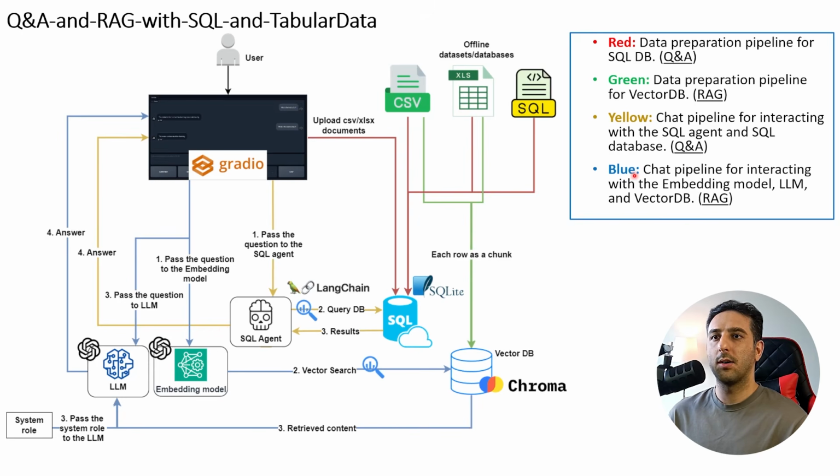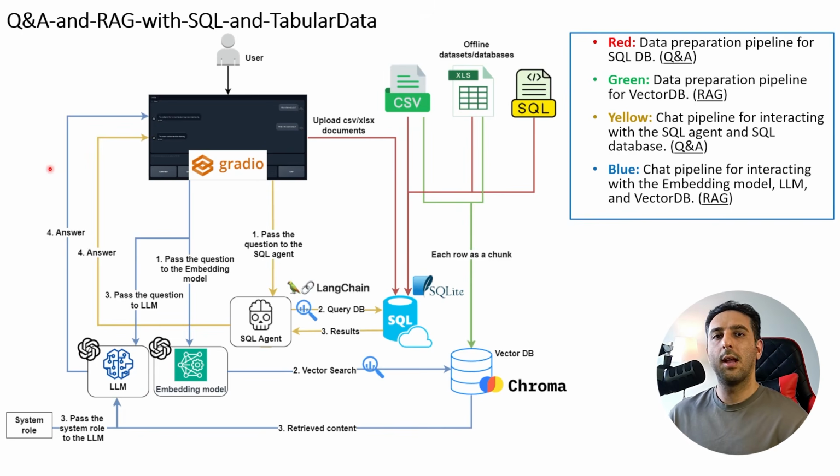And the blue lines are the chat pipeline for interacting with the embedding model, LLM, and a vector database to perform RAG on our tabular data. So the user asks a question, we pass that question to an embedding model, we get the vectors, we perform the vector search on our vector database, we retrieve the most relevant content, we pass those contents along with the system role, along with the user's question to a large language model, and then we will get the answer from it.